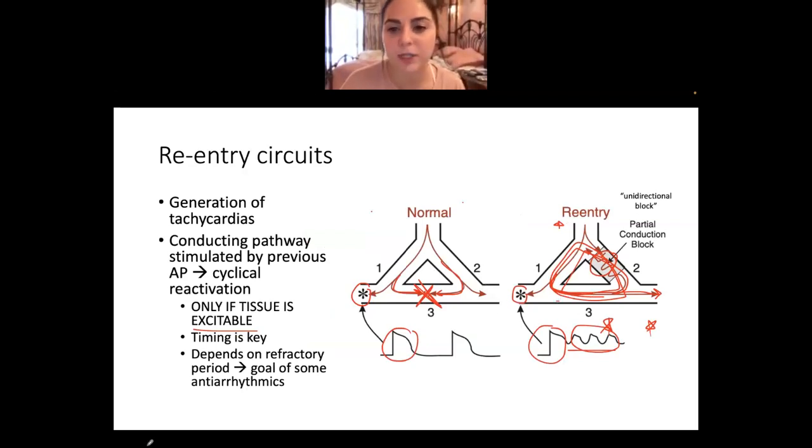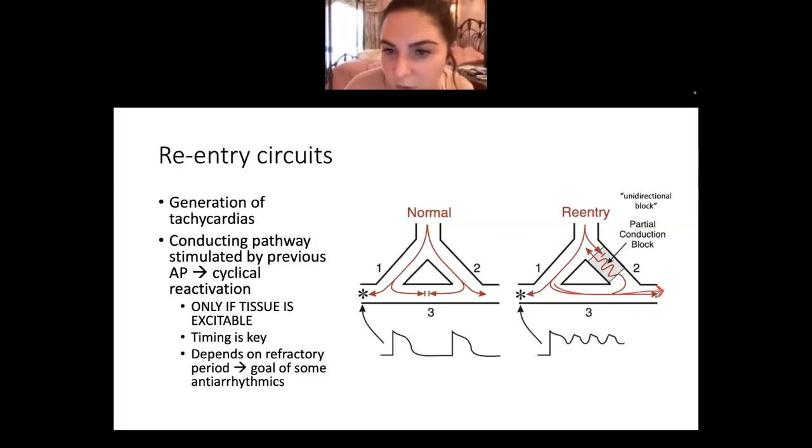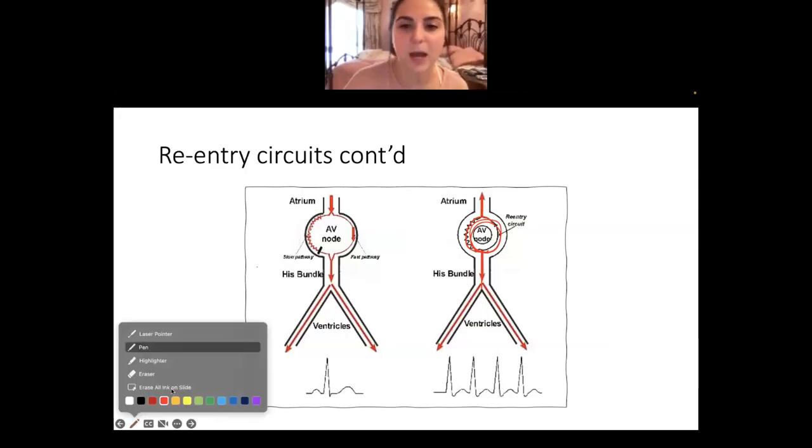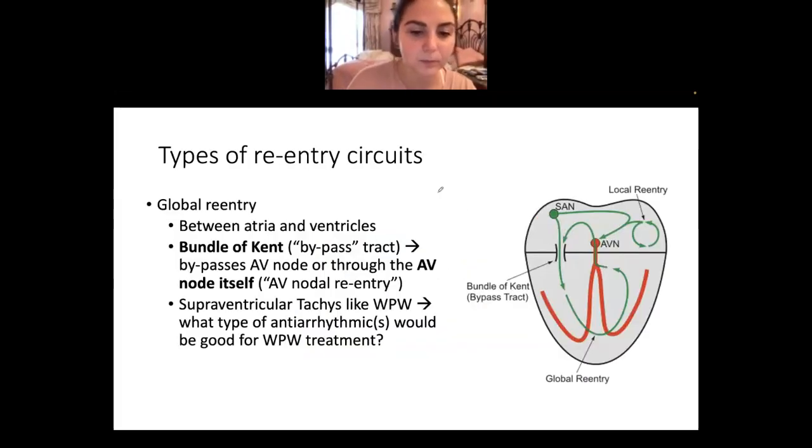Some of it will still get through, just like here. Let me get rid of this stuff. Some of it can still go through and do what it needs to do, but you're going to have this reentry circuit over and over and over again. And that's kind of what this is showing too. Some of it's going to get through and depolarize the ventricles, but it's going to happen quicker than normal because of this reentry circuit. And that's what can cause a tachycardia.